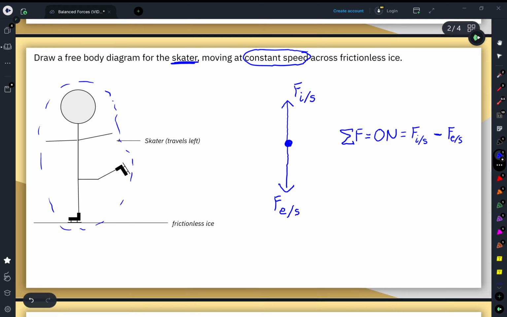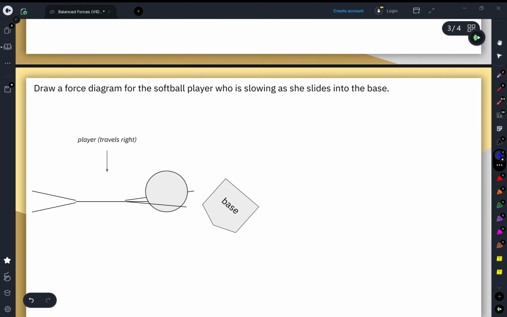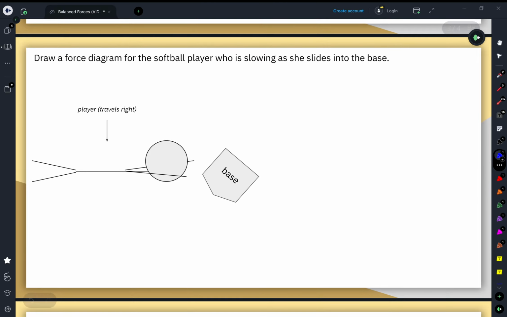Our second free body diagram is going to be a force diagram, which is another term for a free body diagram, for a softball player who is slowing as she slides into the base. So slowing means that the velocity is not constant, so there's going to be some acceleration here. Our step 0 is already done for us. We already have that sketch of the system and its surroundings. So I'm just going to move on to step 1, which is to draw my system boundary.